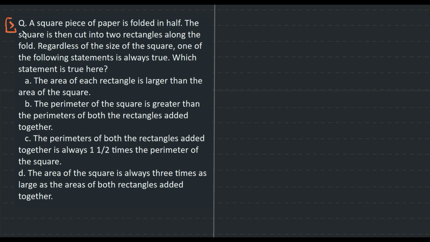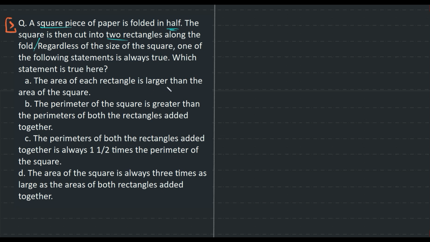A square piece of paper is folded into half. Okay, so the key thing is a square piece of paper, half. The square is cut into two rectangles along the fold. Regardless of the size of the square, one of the following statements is always true. Which of the statements is true?